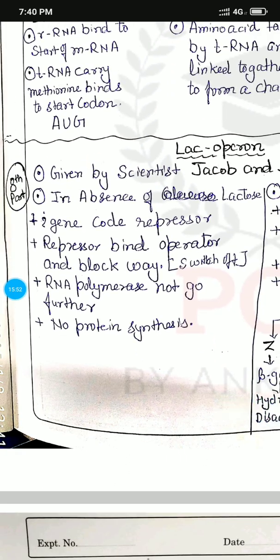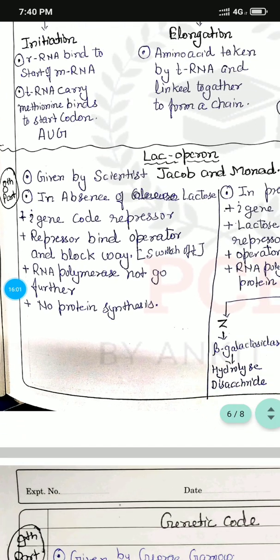Now the next part is the lac operon. It is actually very simple. I will tell you in a very simple way, but the lac operon was given by the scientists Jacob and Monod.